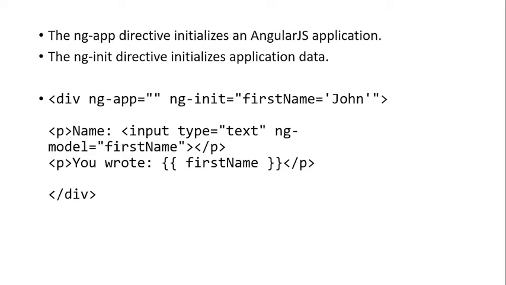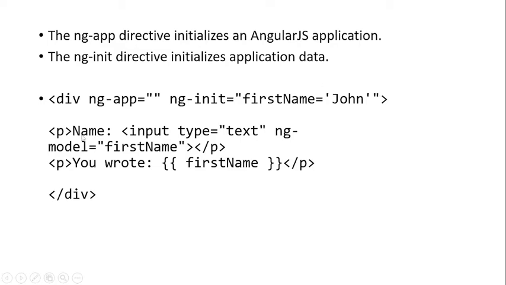So you can see the scripting here. It starts from div. So ng-app is equal to null, right? I am not doing anything here. In ng-init, I am initializing the data firstName as John. I am initializing the application data firstName as John.